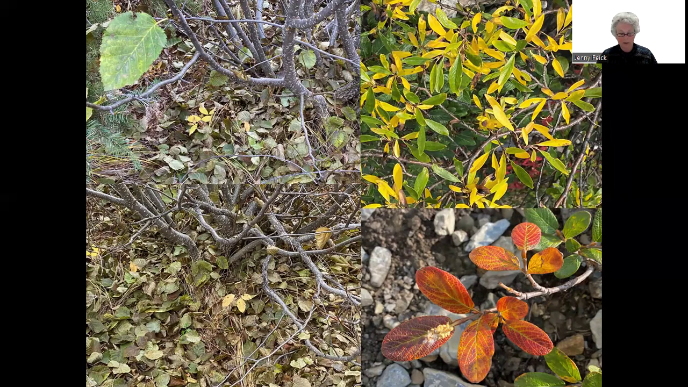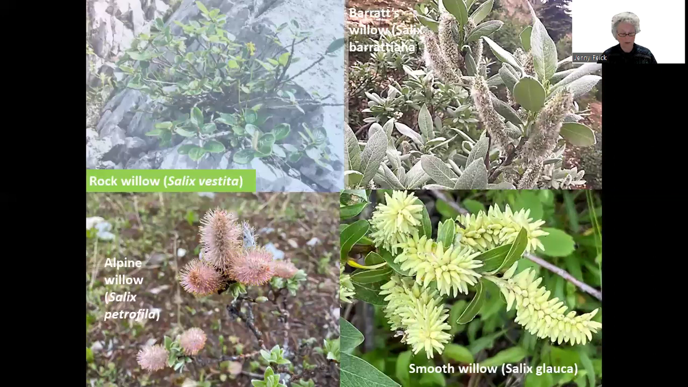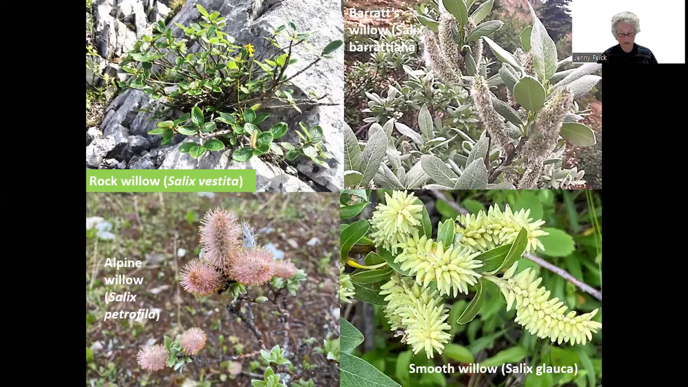While there are just a couple of alder species along the GDT, numerous willows make their home in the Rockies. Some of the ones you will likely encounter include, clockwise from the top left, the attractive and aptly named rock willow, which many people do not even realize is a willow, Barrett's willow, smooth willow, and the tiny low-profile alpine willow that ekes out a living on alpine tundra. Willow species vary greatly in appearance. Some species hybridize, making identification to the species level pretty challenging.